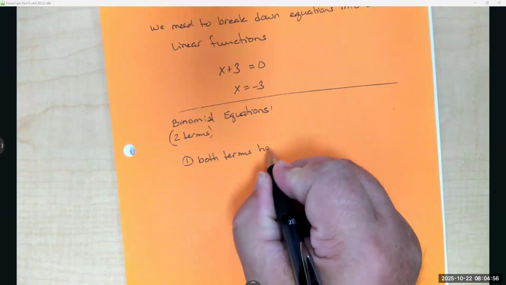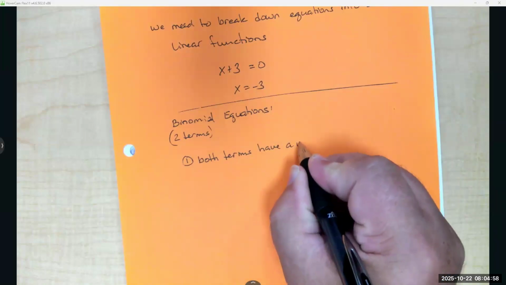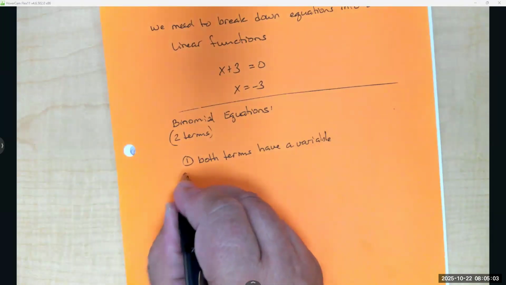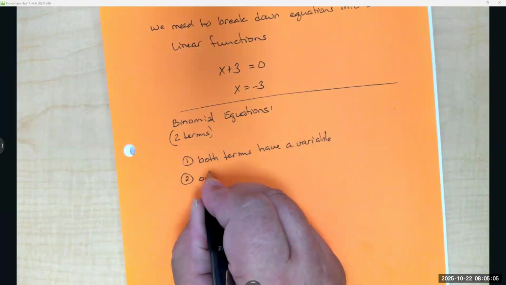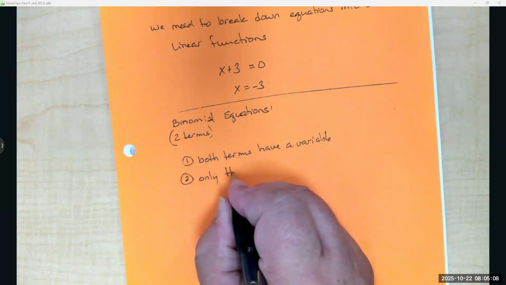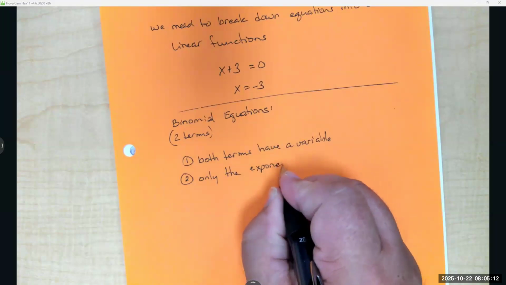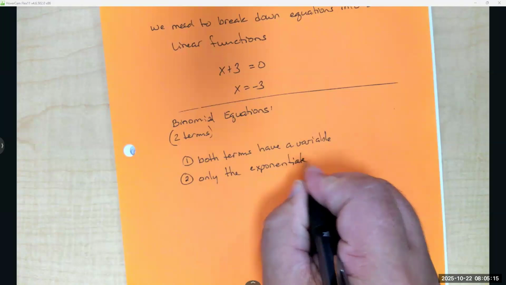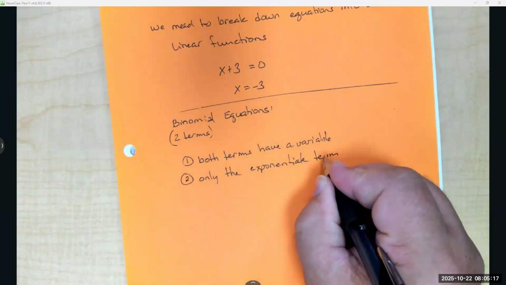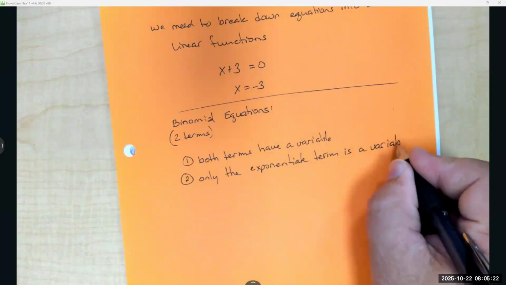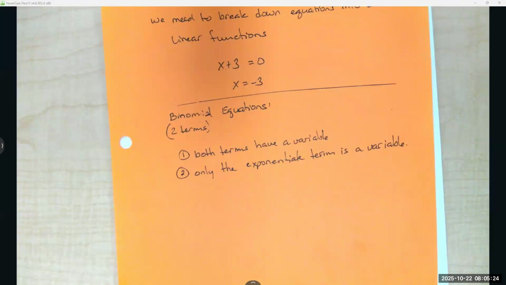Both terms have a variable, or only the exponentiated term is a variable. And I'll show you what that means in a second. It means the only part of the equation that has an exponent is the variable.